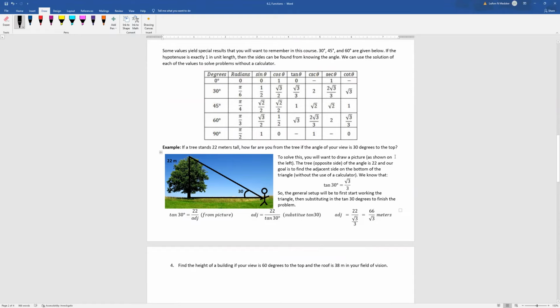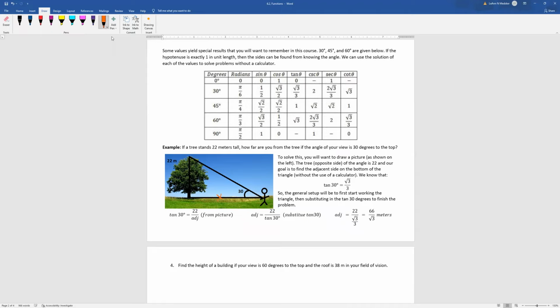So to solve this, we draw a picture as shown on the left. The tree is on the opposite side, so that's its height. And the height is 22. Sorry, I was reading backwards. Our goal is to find that adjacent side because they said, how far are we from the tree? So that means we're solving for this.